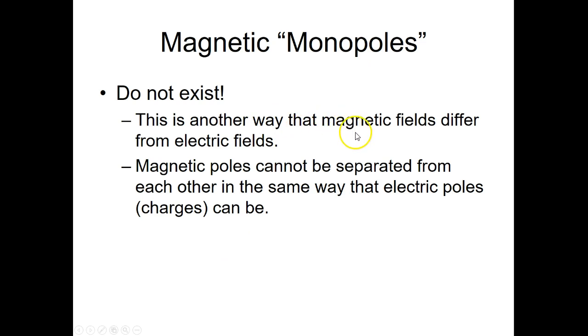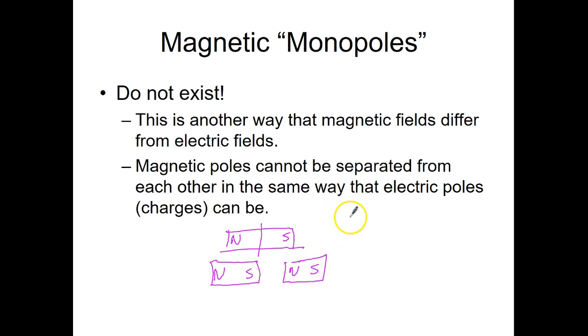Magnetic monopoles. So is there any way that magnetic fields can have just one pole? So we could either have just a north pole or a south pole. And no, there is not. Magnetic poles can't be separated. If you take a magnet and, for example, you cut that magnet in half, where you used to have a north and a south pole, if you cut it in half and separate it, you'll have a new north and south pole. And that's different than what we did with charges.